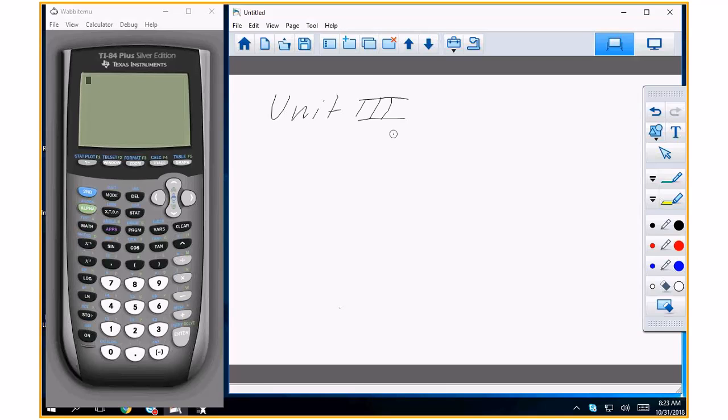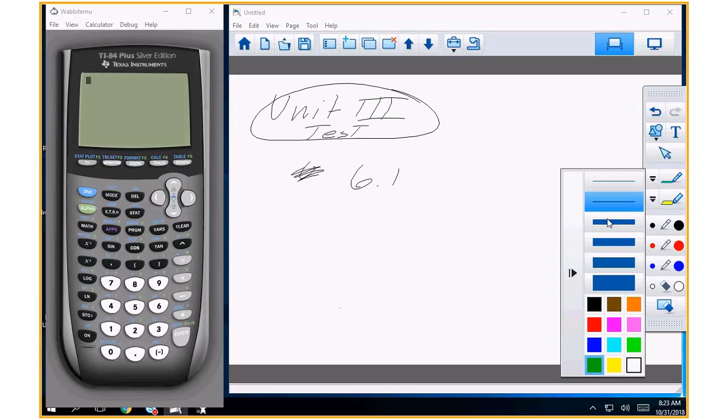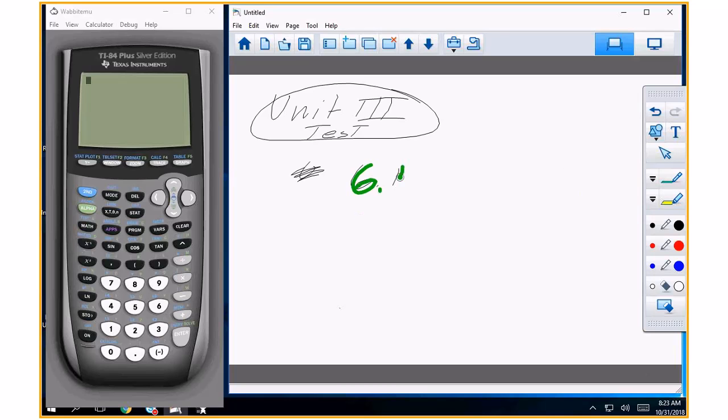Look on your outlines. Get your outlines out for those 3 or 4 people that actually kept them. Okay? And this test is going to consist of sections. I don't know why this thing is writing so small. Oh well. It's going to consist of 6.1, 6.2, 7.1, 7.2.